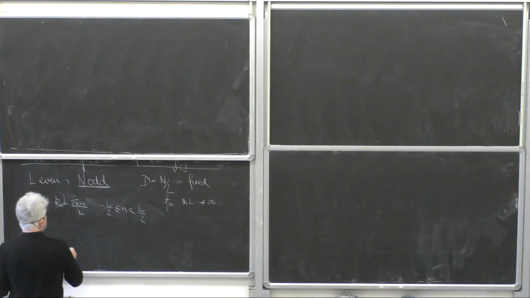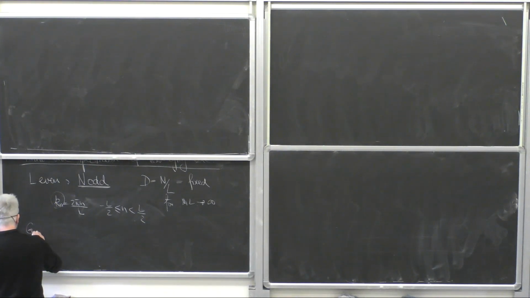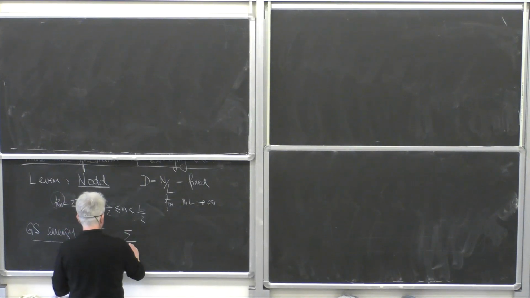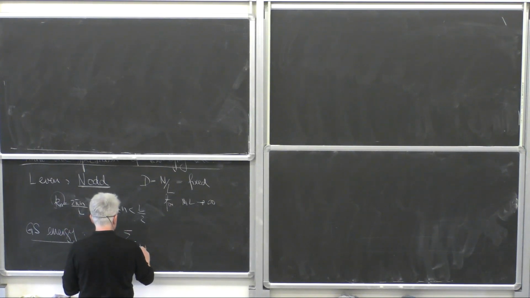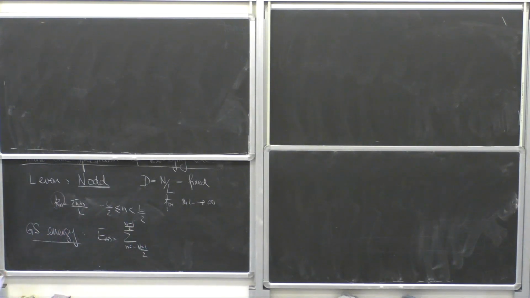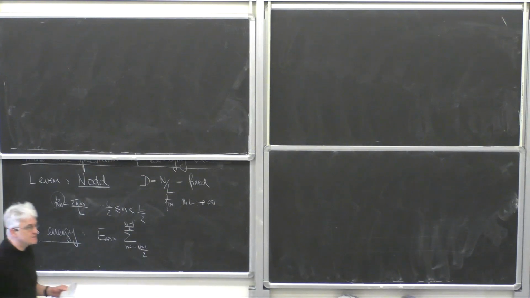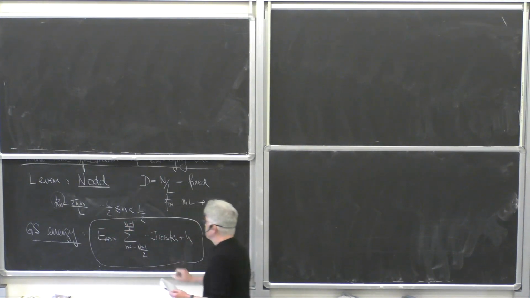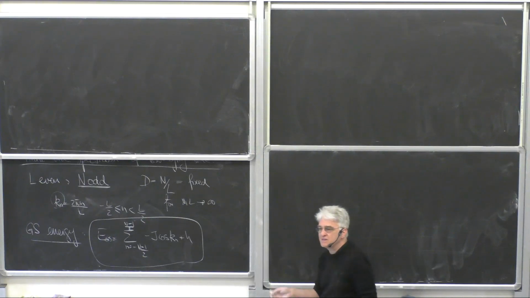Okay, now what we want to consider first is the ground state energy. So E ground state is the sum from minus (n minus 1)/2 to (n minus 1)/2. n is odd, so n minus 1 is even, so (n minus 1)/2 is an integer. And then here we have minus J cosine kn plus h. So that would be the ground state energy where I have filled all the negative energy states.